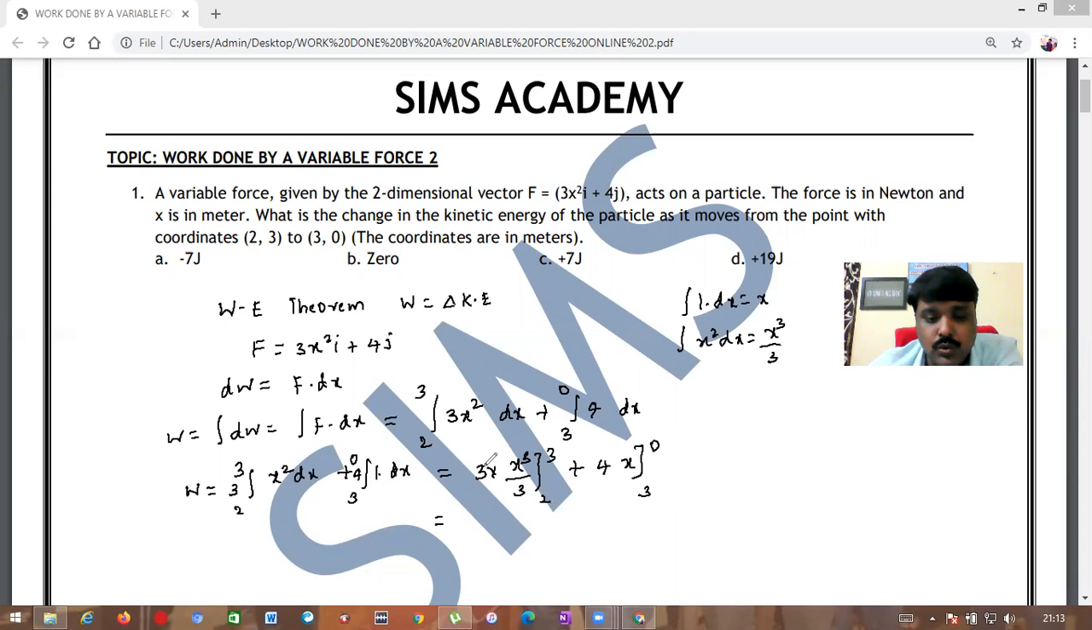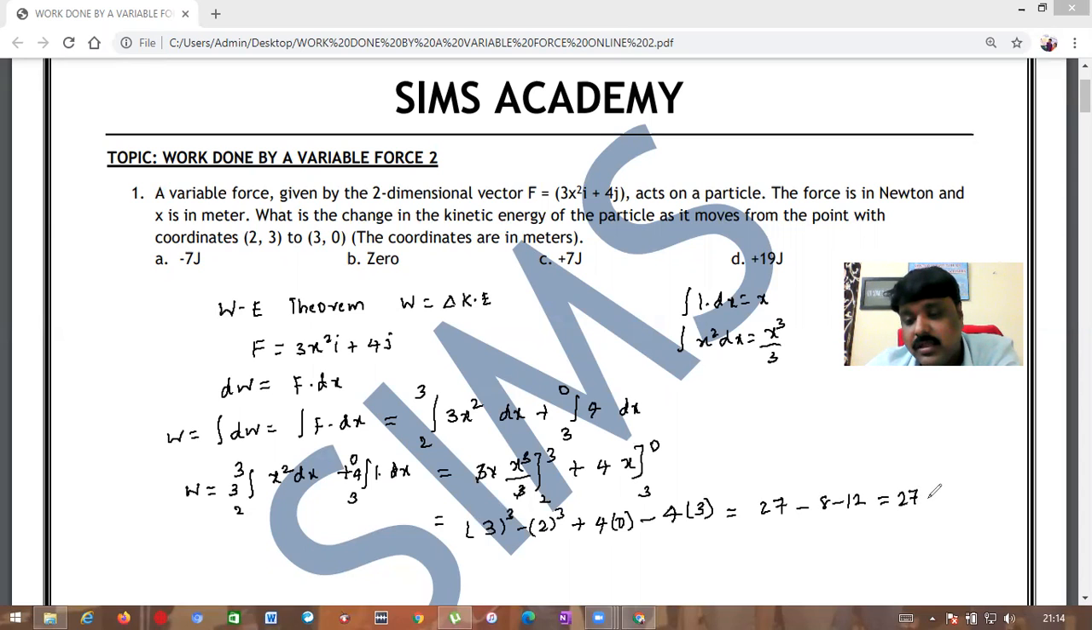Okay, that equals, this 3 gets cancelled, x³ under the limits, upper limit 3³ minus lower limit 2³, plus 4 into upper limit 0 minus 4 into lower limit 3. Hence we get 27 minus 8 minus 12, that equals 27 minus 20, which equals 7 joules. Hence, we got the work done as 7 joules. Work done is nothing but the change in kinetic energy, which equals 7 joules. Here is our option.